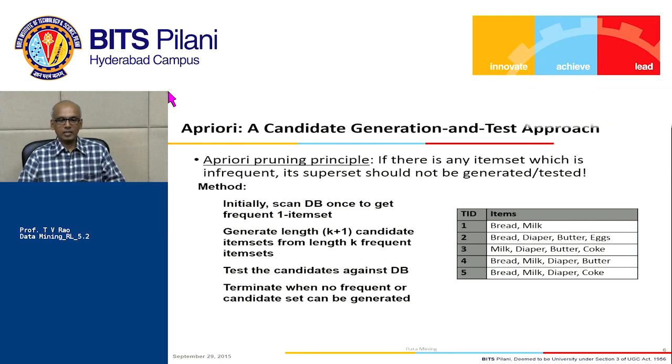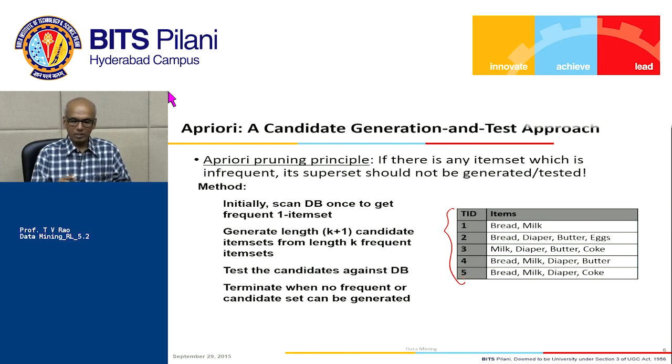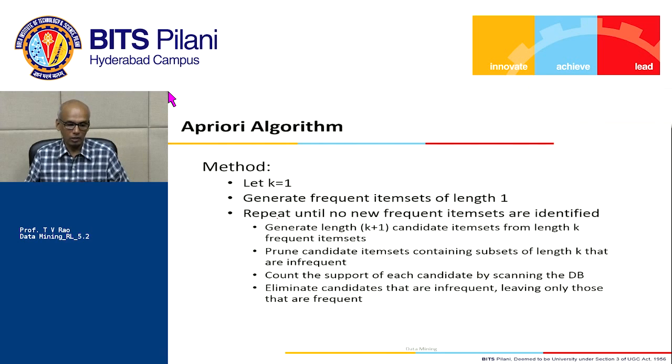Now we look at the Apriori approach for candidate generation and testing. Let's say this is the database that is available to us. We need to scan the database for one-item sets, and from the one-item sets we need to generate 2-item sets, 3-item sets, 4-item sets, and so on. And whenever we go to each item set, we need to see whether it is frequent or not, that is, whether it has the minimum support or not.